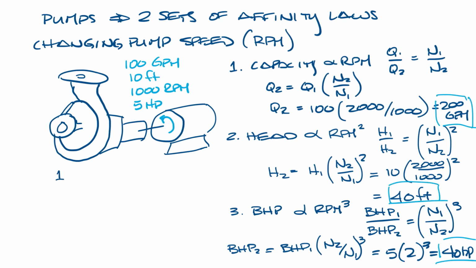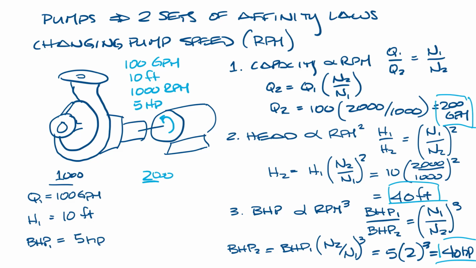So let's put all this down here. At 1,000 RPM, our capacity was 100 GPM, our head was 10 feet, and our brake horsepower was 5. At 2,000 RPM, our GPM doubled to 200, our head went to 40 feet, and our brake horsepower also went to 40. Let's scoot this over and look at the second set of pump affinity laws.